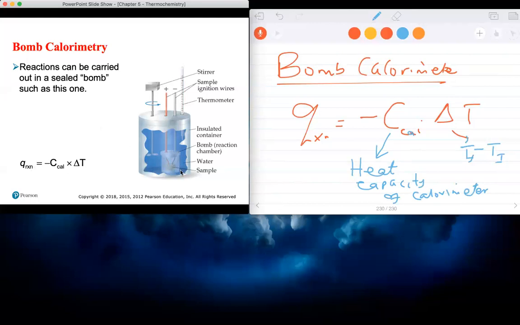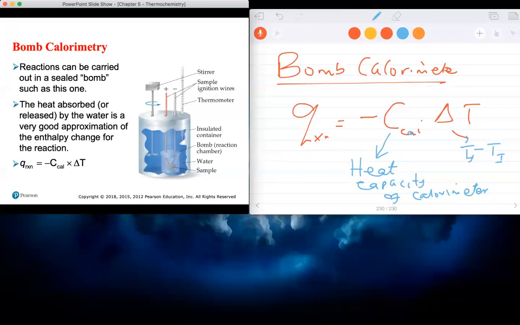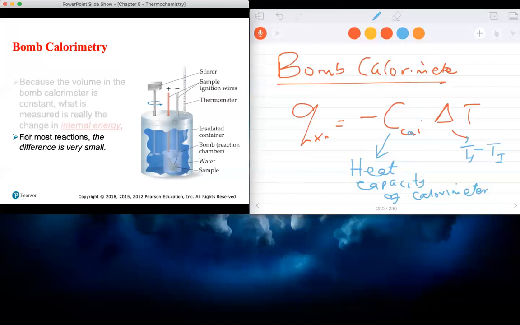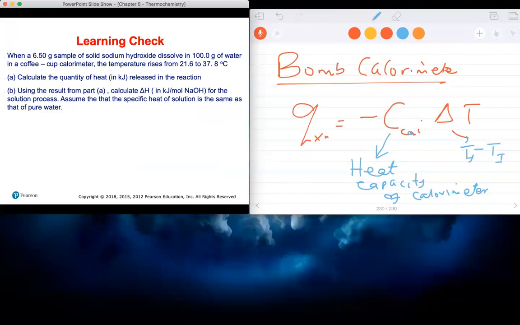Where the sample is placed in one. And if we know the heat given off, and we know the heat capacity of the calorimeter, we don't need to use the mass. You should be able to find the heat of the reaction for an experiment with a bomb calorimeter. For a bomb calorimeter, the equation is given there. For the heat capacity of a calorimeter, you'll be given that.